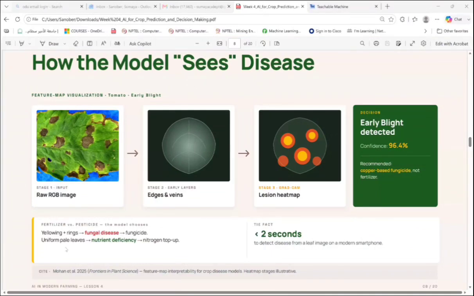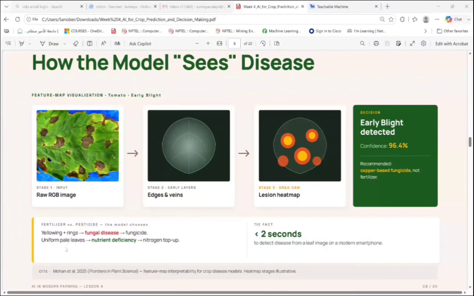This type of visualization is helpful because it helps us evaluate whether the model is paying attention to the correct part of the image or not. If the model predicts a disease correctly but focuses on a label, background object, or the photographer's hands, that would suggest that the model has learned something wrong.